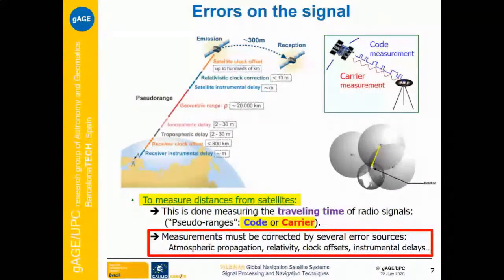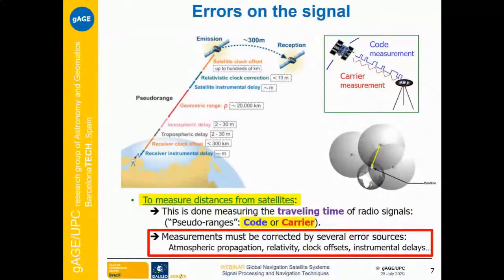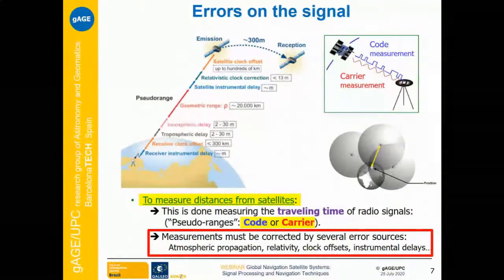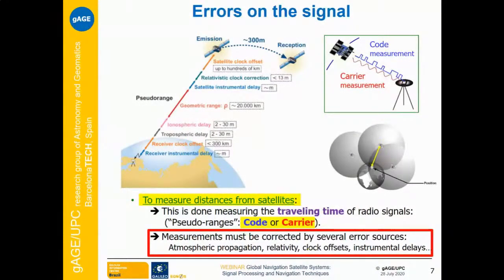Well, this slide illustrates what we are measuring. We are measuring a distance from the antenna of the satellite to the antenna of the receiver. We are measuring the traveling time of the radio signals that are broadcast by the satellites. And we have two types of measurements: the code measurements and the carrier measurements, and we will see how different they are.